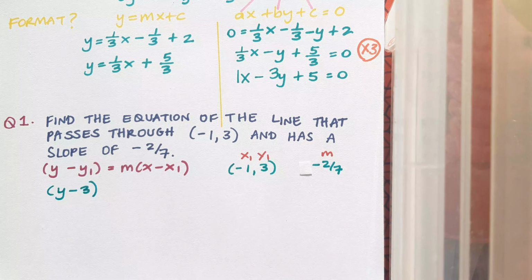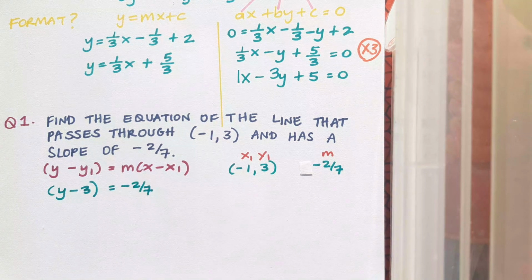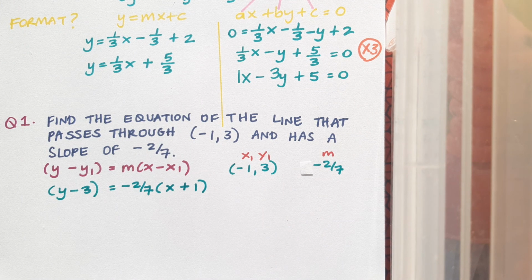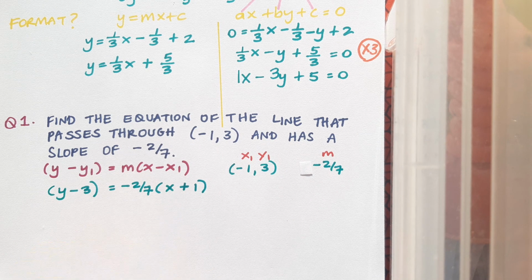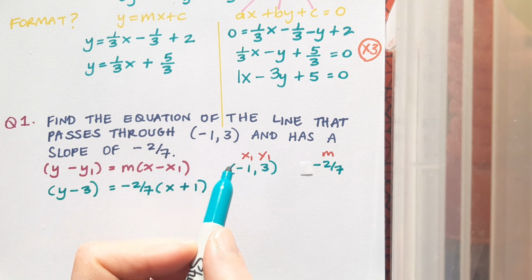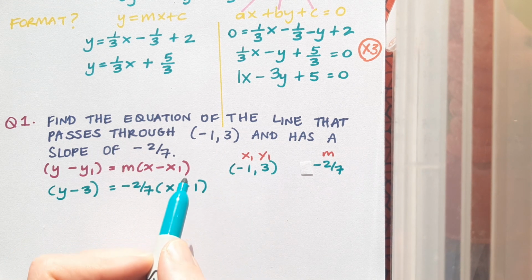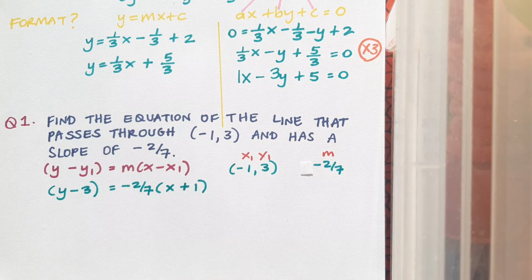Okay, so when I sub in, I'll have y - 3 = -2/7 (x + 1). And just take a second there to think about why, if the formula says minus, I'm writing down plus. We'll notice that it's a minus x1, but my x1 itself is also negative. So I'm writing plus here then into my bracket. And then I'll want to multiply out. And I'll have y - 3 = -2/7 x - 2/7.